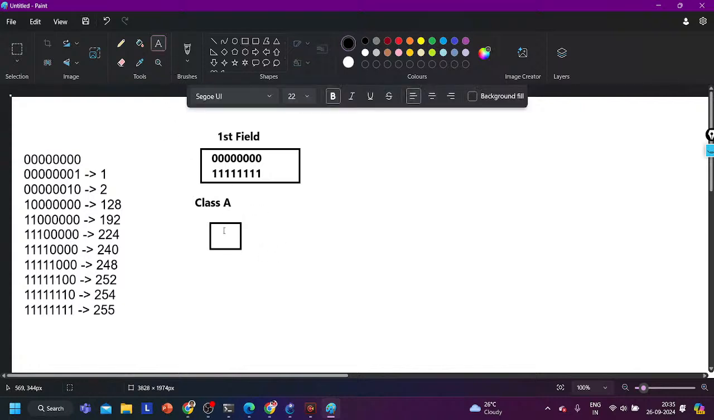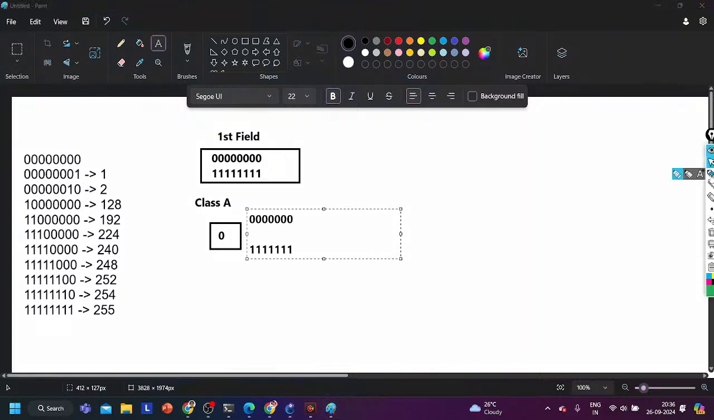How many free bits are there in the first octet now? 7. Out of 8 bits I have reserved 1 bit, so 7 bits are there. If all 7 bits are 0, then I will get the minimum value for class A. And if all 7 bits are 1, then I will get the maximum value for class A. Now you can convert it into decimal. The decimal of all these binary 0s will be 0. The decimal of all these binary 1s will be 127.